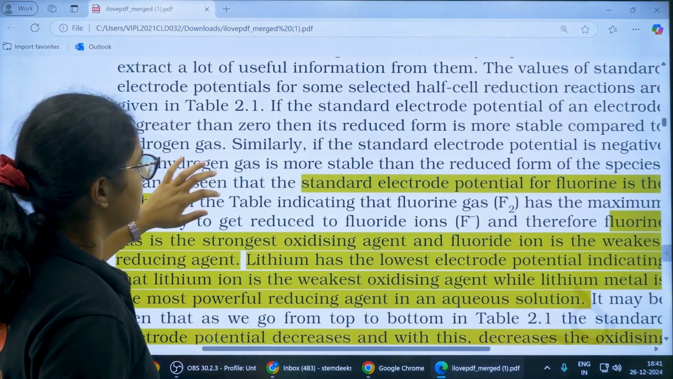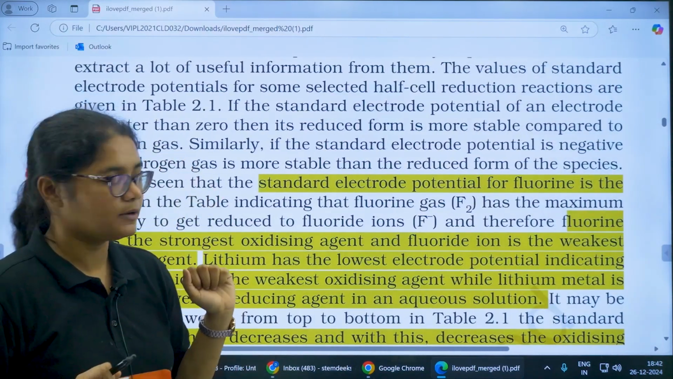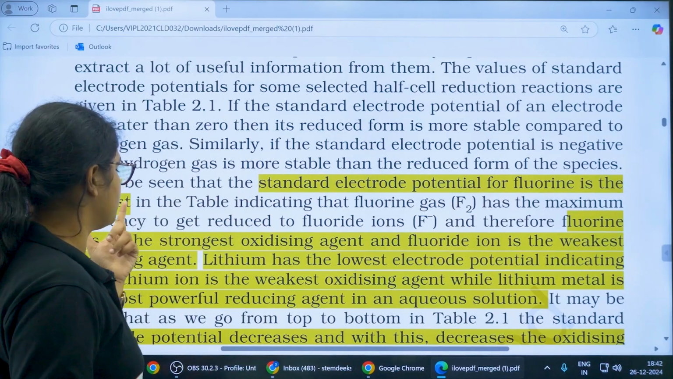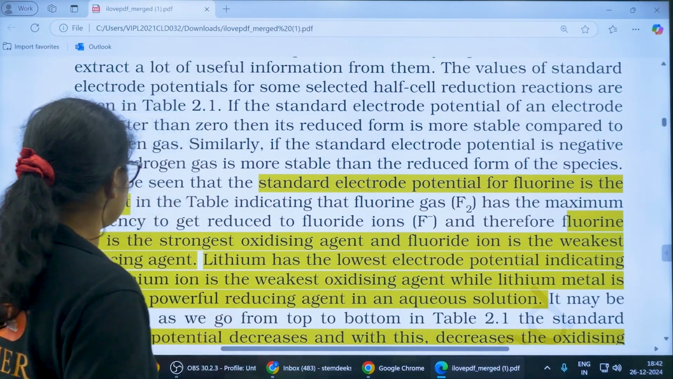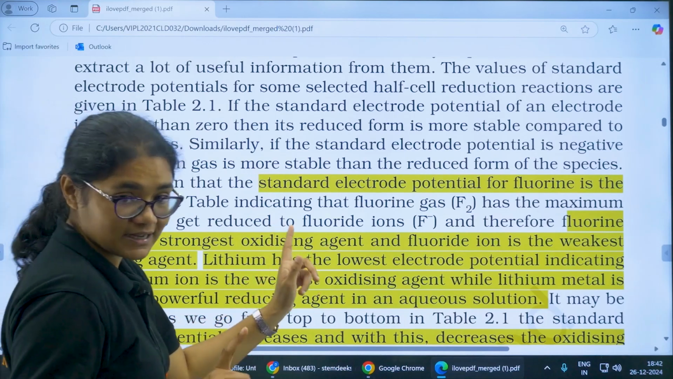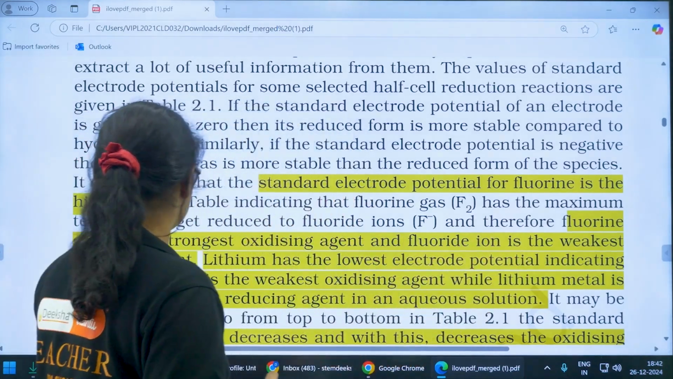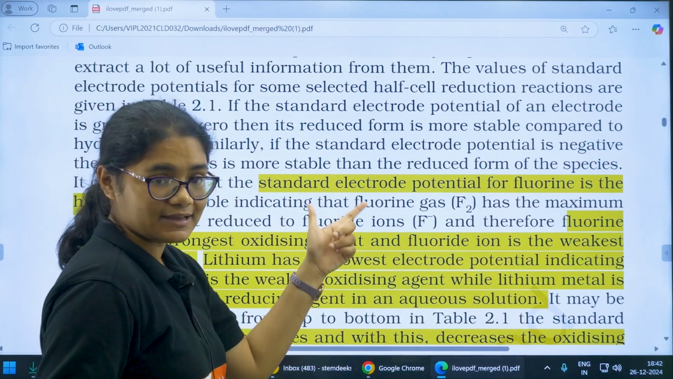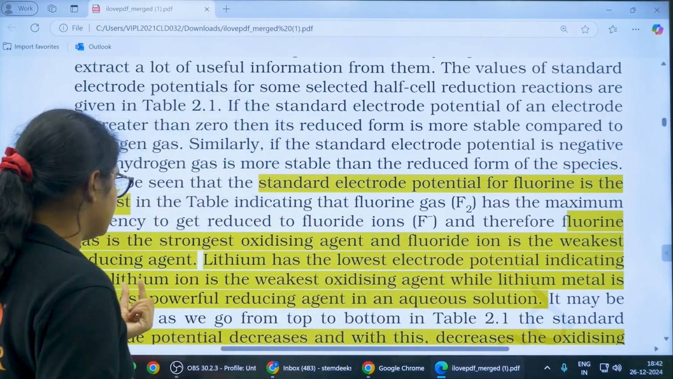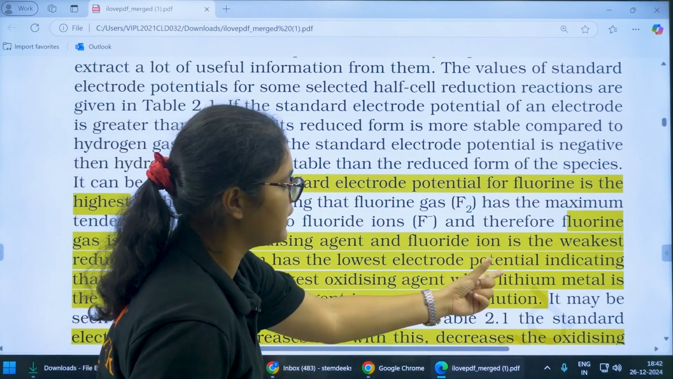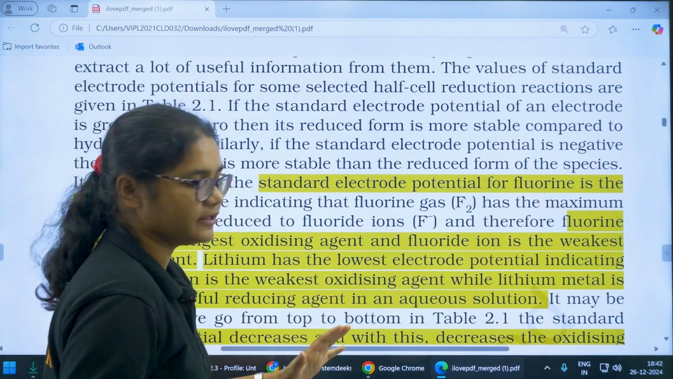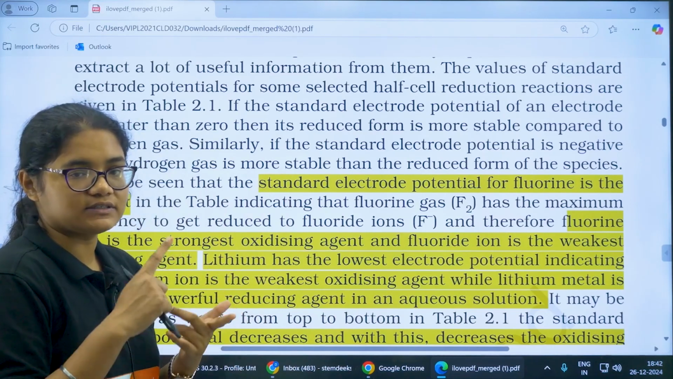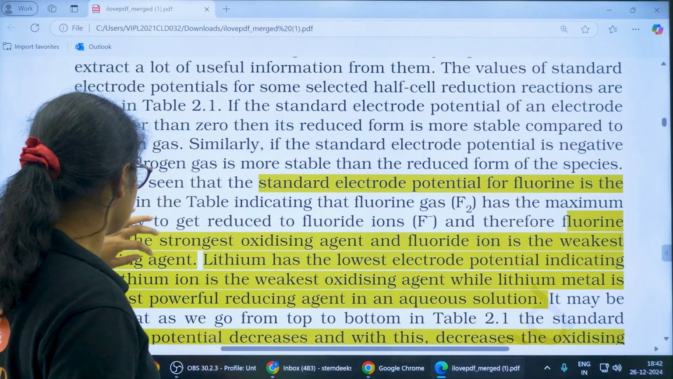Next, coming to some very important points: the standard electrode potential of fluorine is the highest. So remember, the standard electrode potential of fluorine is highest. That is why fluorine gas is the strongest oxidizing agent, and fluoride ion is the weakest reducing agent. Lithium has the lowest electrode potential. So fluorine has the highest, lithium has the lowest, indicating that the lithium ion is the weakest oxidizing agent while lithium metal is the most powerful reducing agent. So these are the things: strongest oxidizing, strongest reducing, weakest oxidizing and weakest reducing.